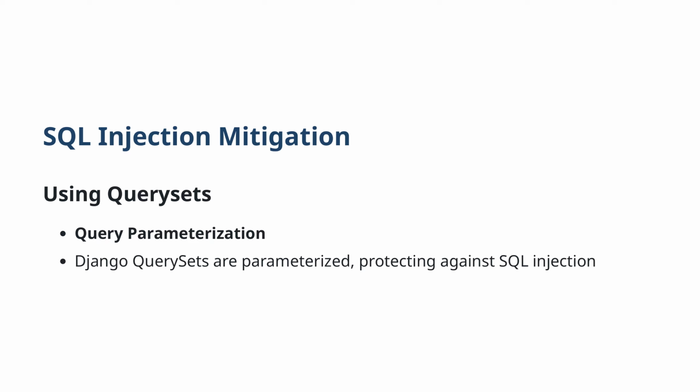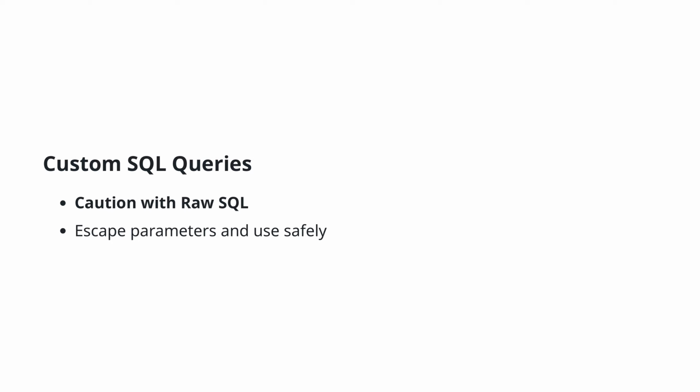One effective method is to use Django's query sets, which inherently support query parameterization. This means that when you use the query set APIs, Django automatically manages and escapes the parameters being inserted into the queries, thus protecting your application from SQL injection attacks. Parameterized queries ensure that data inputs are treated as variables and not executable code, greatly reducing security vulnerabilities. This built-in feature of Django allows developers to write secure database queries without extra effort. When you write custom SQL queries in Django, it is crucial to exercise caution to avoid potential security vulnerabilities, such as SQL injection.